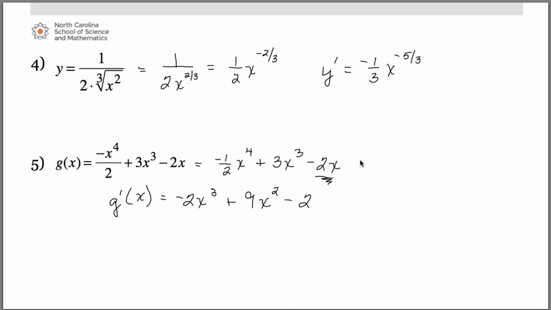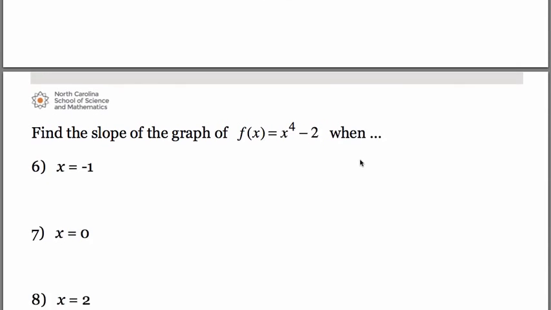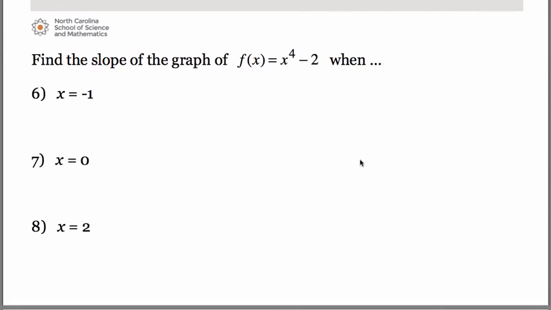Let's look at a couple of other examples. Now this might be a problem in which you would have used the second limit definition of the derivative, because we have an equation, x to the fourth minus 2, and we are asked to find the slope, the derivative, at specified x values. So this would have been a good candidate for the second limit definition of the derivative. But let's try using the power rule. We will want to go ahead and find your derivative first, so let's do that. And this is a pretty easy one.